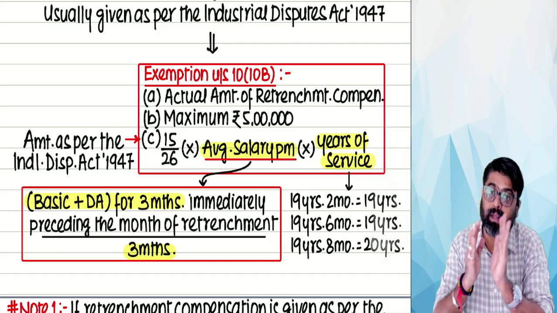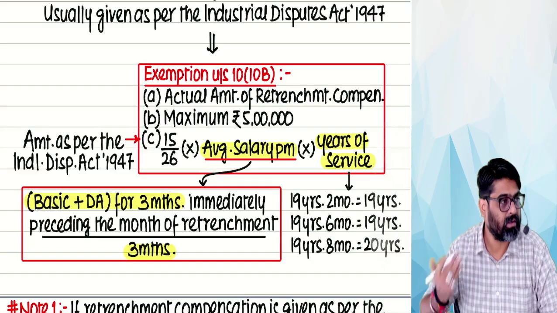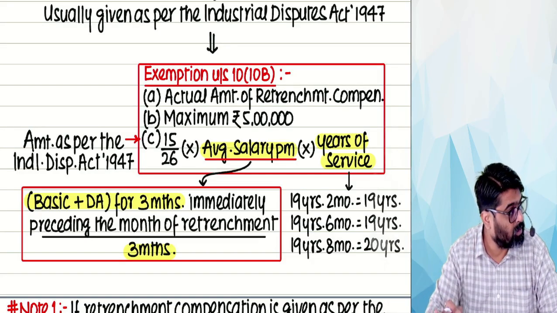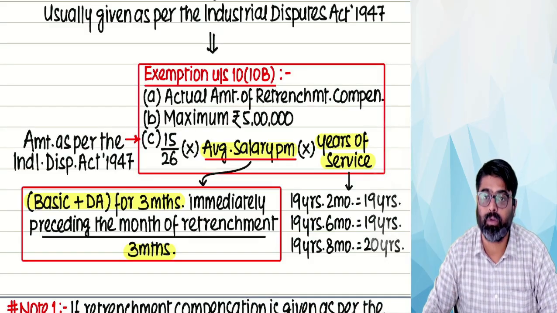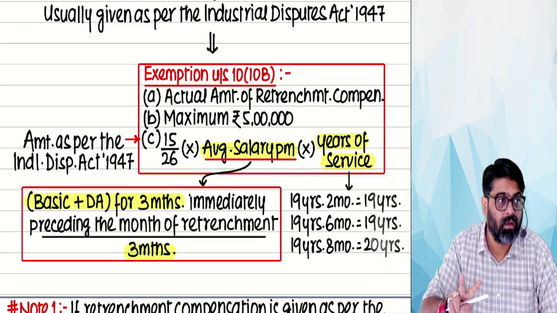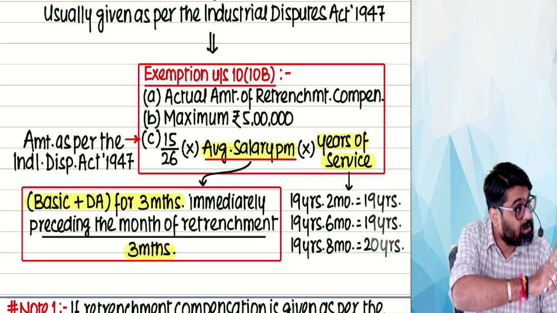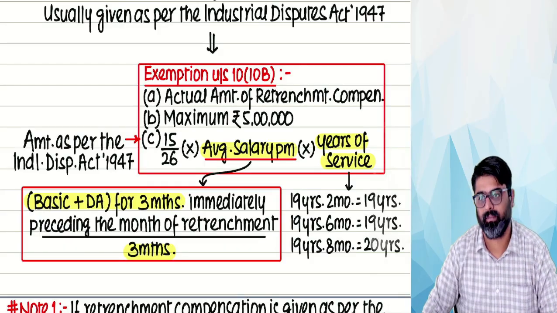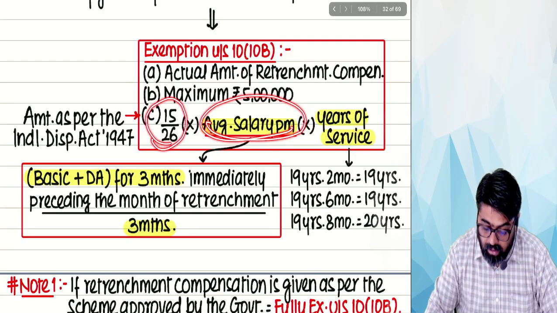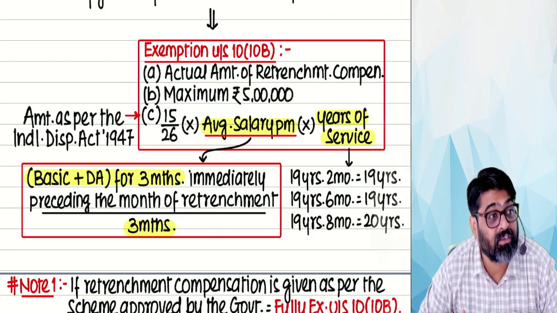And when you calculate the exemption for retrenchment compensation, that time also you require salary. What salary will you take? Basic and DA. DA in terms also you will take, DA not in terms also you will take. So basic plus DA. Not last drawn, but drawn in the last 3 months and the average of that. That is your average salary per month.